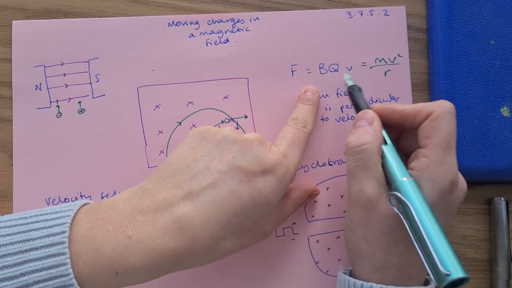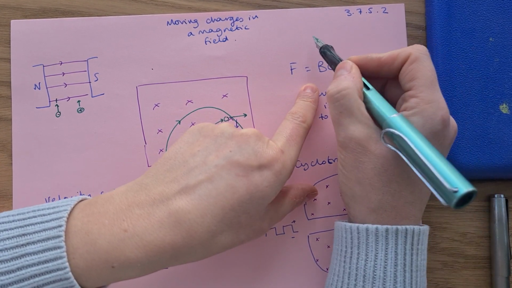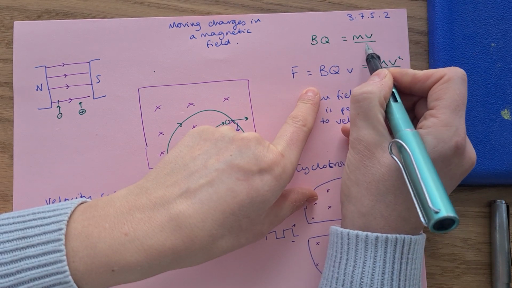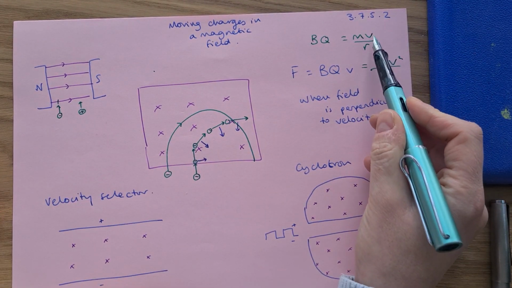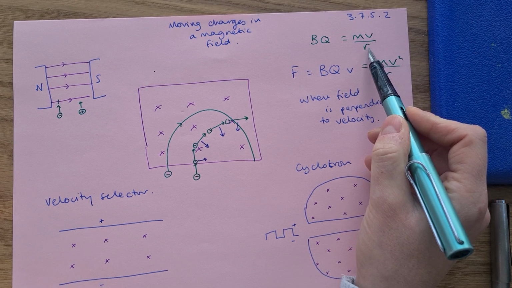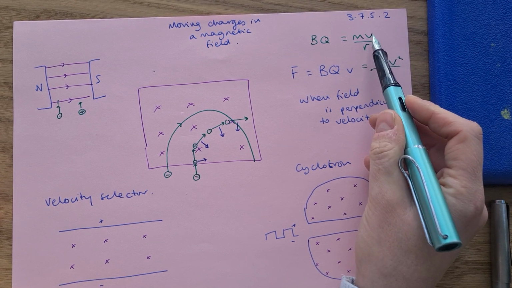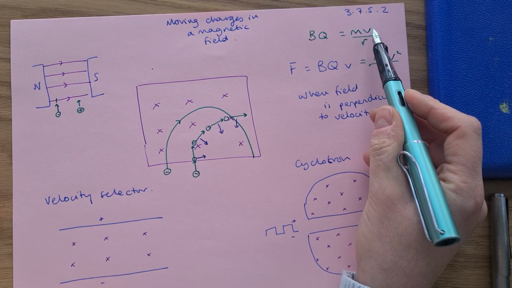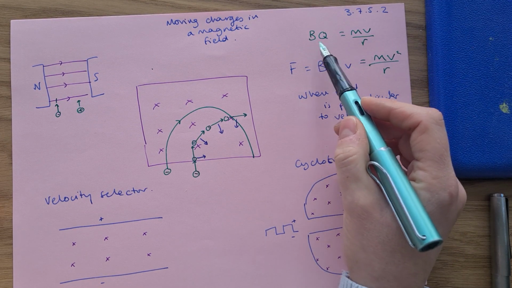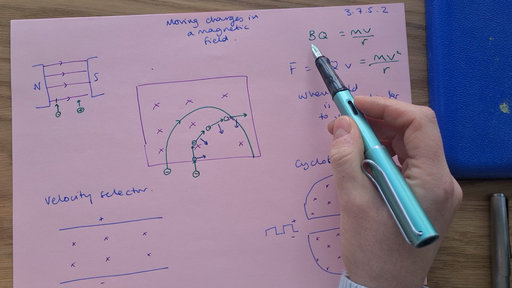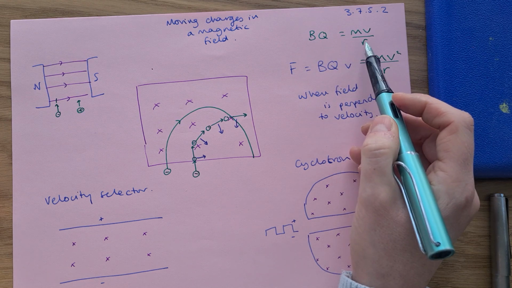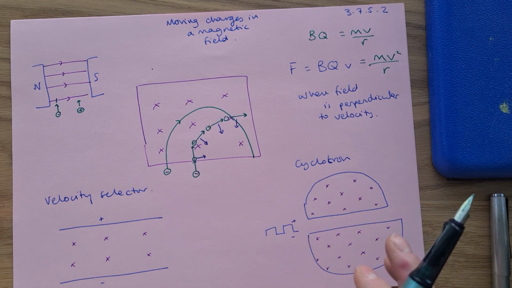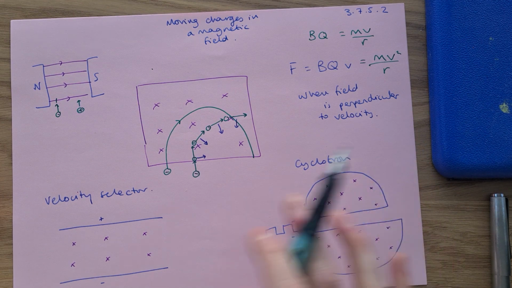Now, this though is not a very nice equation. We've got v twice, so we say BQ equals mv over r. So you can see here the velocity and the radius of the circle are directly proportional to each other, because if you double the velocity for the same particle charge, same magnetic field strength, same mass, you're going to have double the radius. And that's used in this cyclotron and this velocity selector.